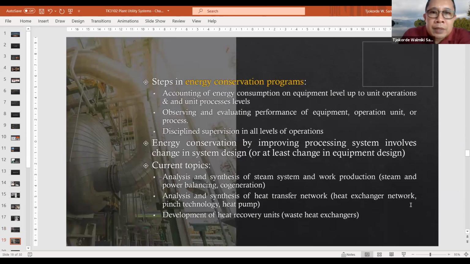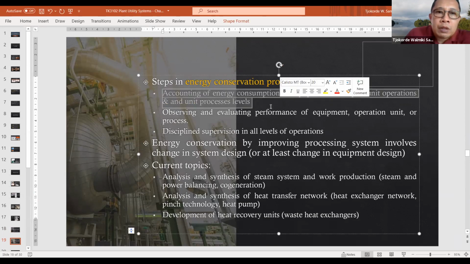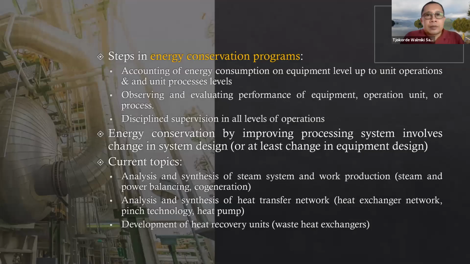Now, typical steps in energy conservation programs. First, it is started by accounting of energy consumption on equipment level up to unit operations and unit processes level. So before we can do any energy reducing measures, we need to know what our actual energy consumption is. So this is the first one here.